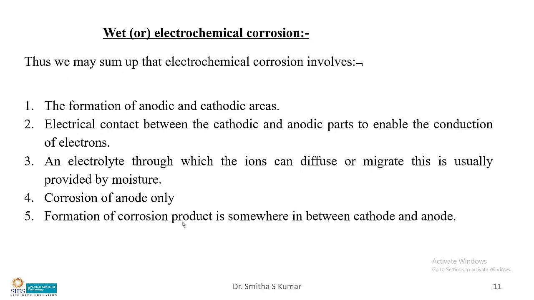The second type of mechanism is the wet or electrochemical corrosion. It takes place mostly under wet or moist conditions through the formation of short-circuited galvanic cells. Wet corrosion is more common than dry corrosion.